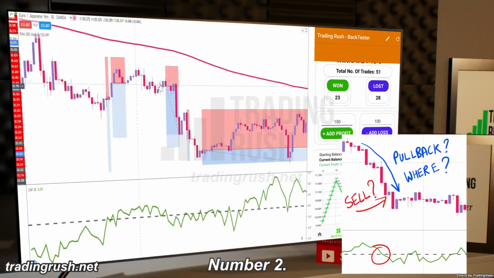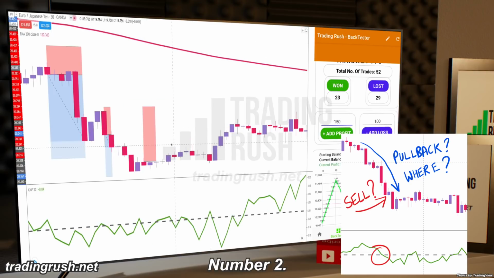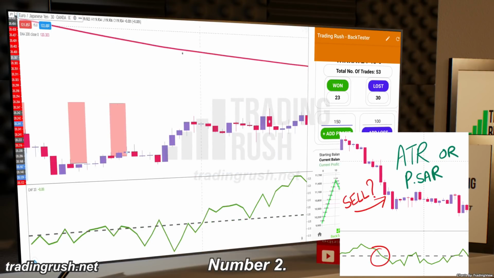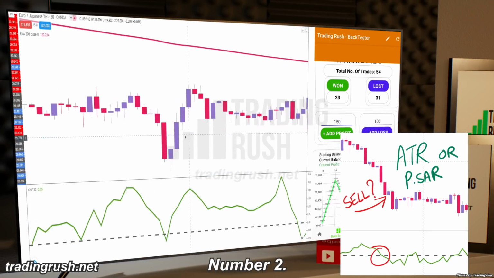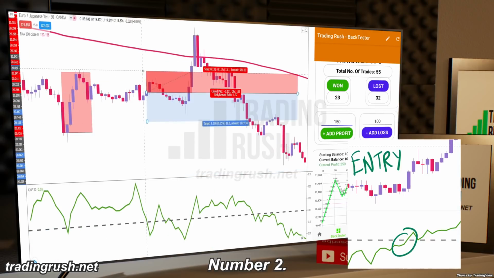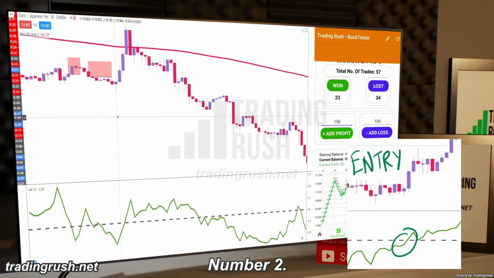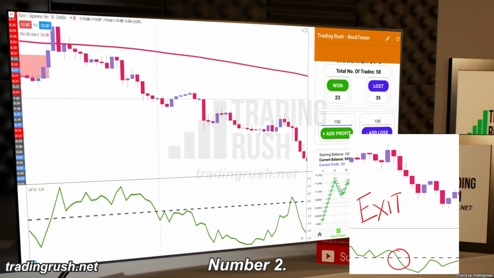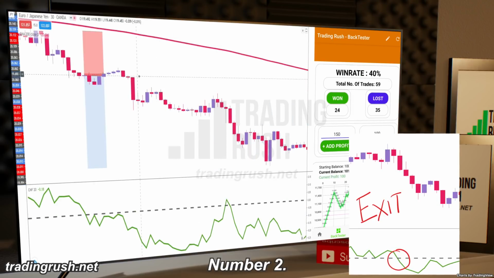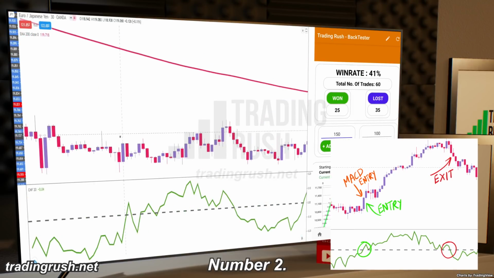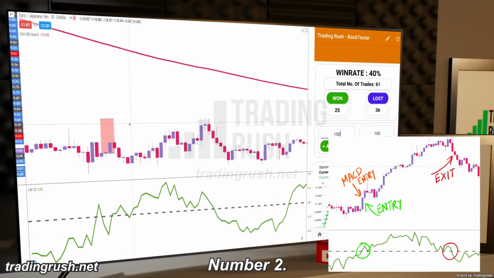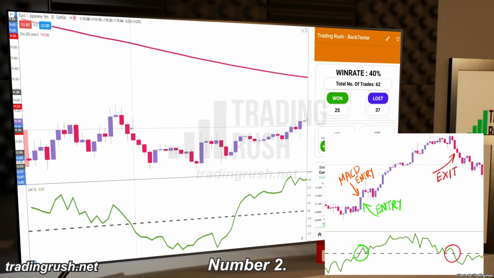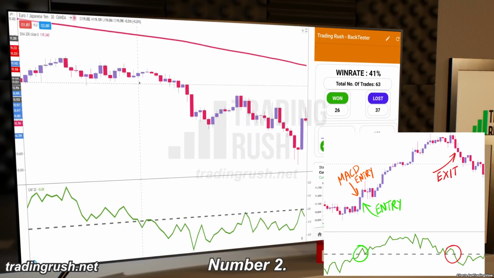So it is a good idea to use other stop loss indicators like the ATR or parabolic SAR with this indicator. Here, we are using the Chaikin Money Flow indicator to find entry signals, but you can also use it as an exit signal generator. Let's say you enter a long trade with the MACD strategy. You can exit the trade when the Chaikin Money Flow crosses below the zero line.